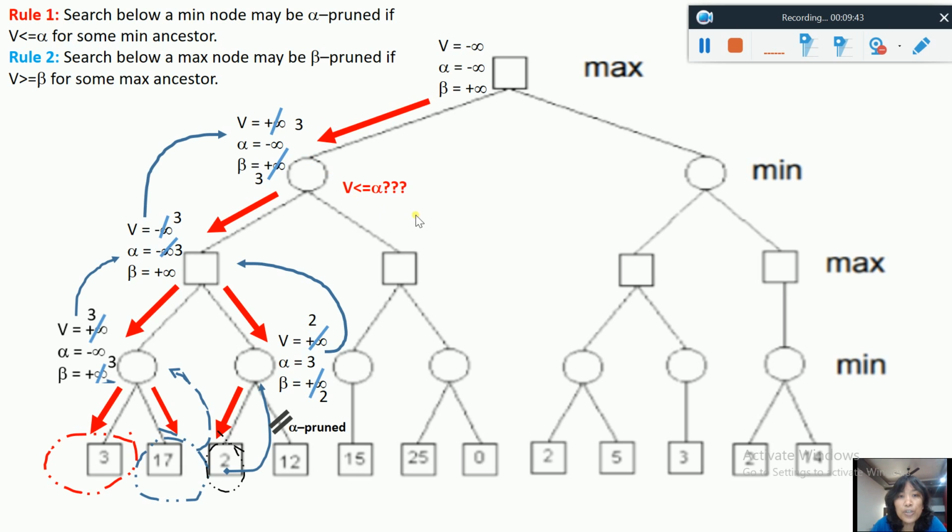So again, we need to check whether I need to go below min or not. So we will again check whether V is less or equal to alpha or not. As V is not less or equal to alpha, so we will go to the right hand side, that is next chance is the max player. We will initialize its value with V is equal to minus infinity, alpha is equal to minus infinity, and beta is equal to 3, right?